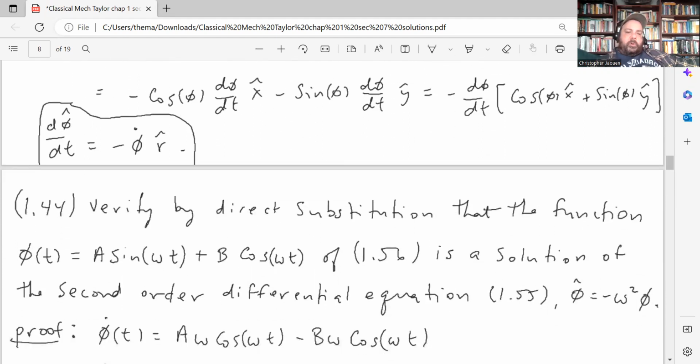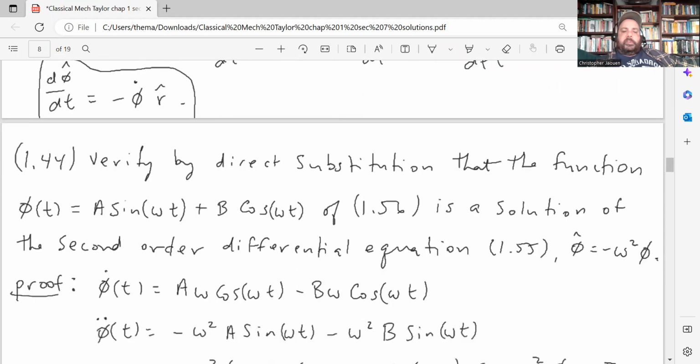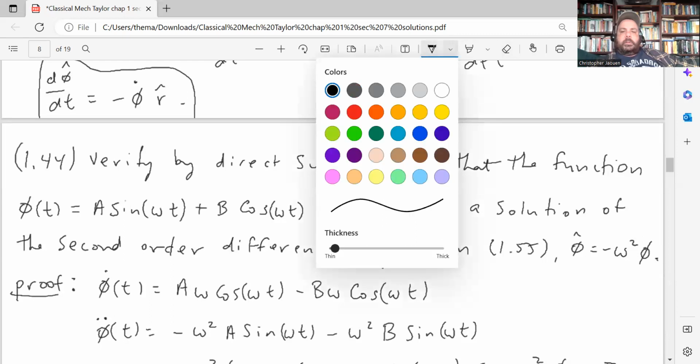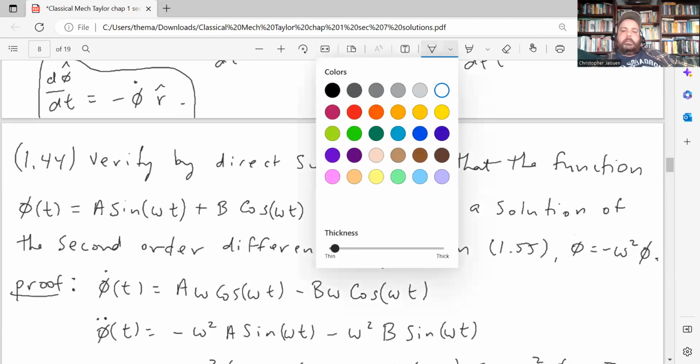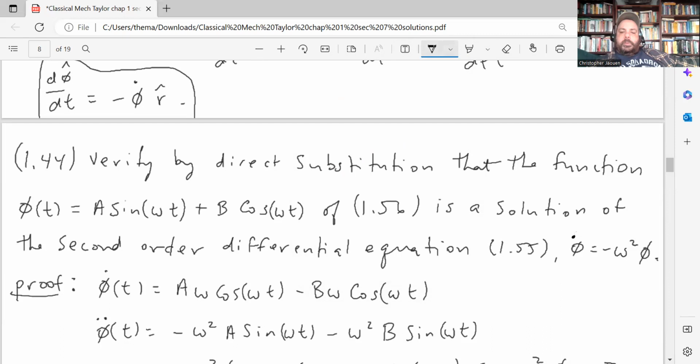All right, 1.44, verify by direct substitution that the function phi of t is a sine omega t plus b cosine omega t of 1.56 is a solution of the second order differential equation 1.55, which is this differential equation here. Oh, I just realized something. This should not be a hat on top. This should be a double dot. Okay, so that's a second order ordinary homogeneous linear differential equation.